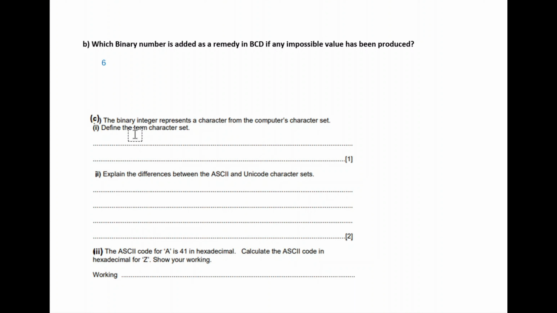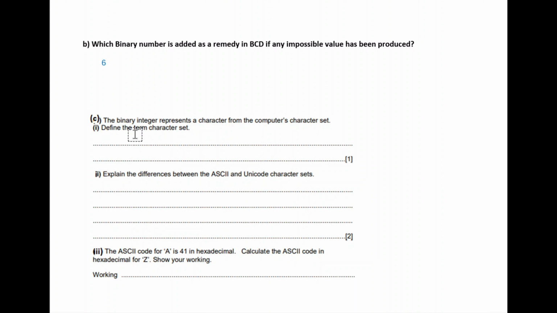Okay, in the next part, which binary number is added as a remedy in BCD if any impossible value has been produced? If you got any number that is greater than 9, as the compensation, you will add number 6. Okay, you will add number 6.